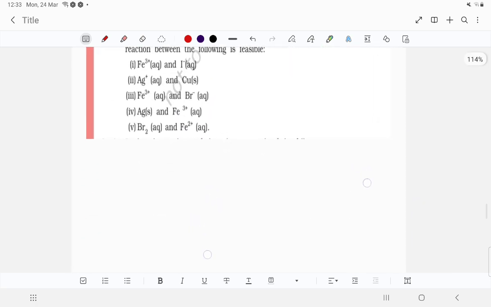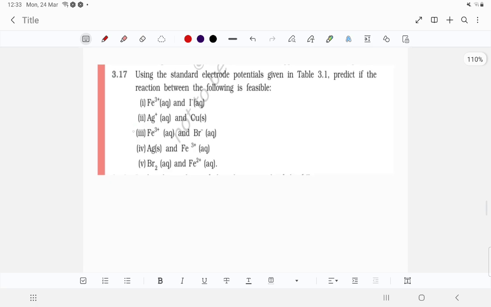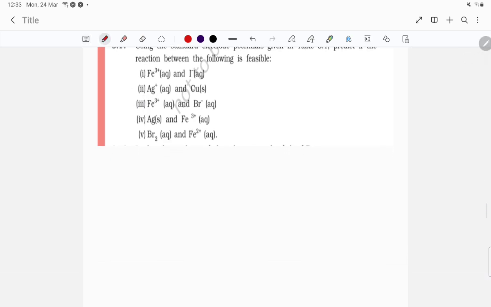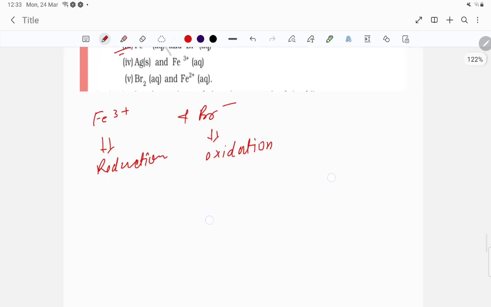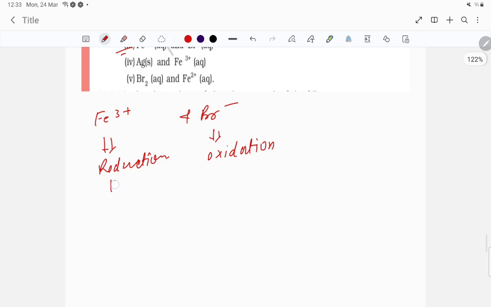Here you see, student, the third one. Fe3+ is there and Br-. So it can undergo reduction and it can undergo oxidation. Dear student, reduction means it is acting as a cathode, and oxidation means acting as an anode.